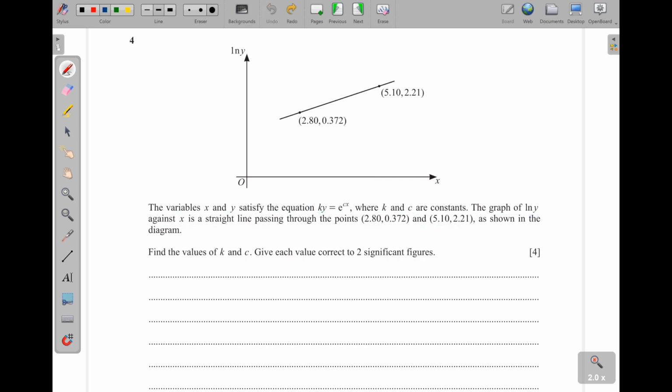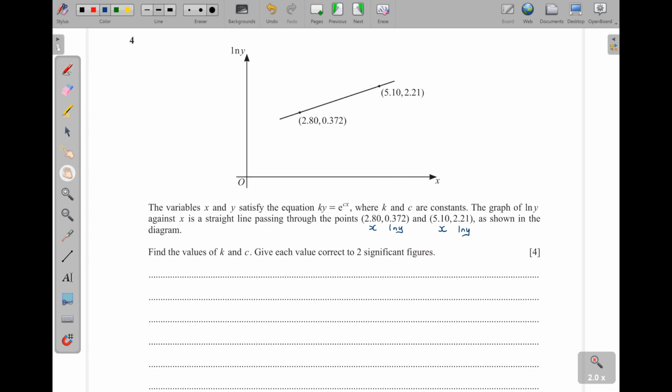Now, before you start such questions, always look at what they have labeled your axes with. This is natural log of y, this is x. So that means that what we are having here in the coordinates, this one is an x, but this is a natural log of y. It is not y, it is a natural log of y. So this one is x, and then this one is the natural log of y.